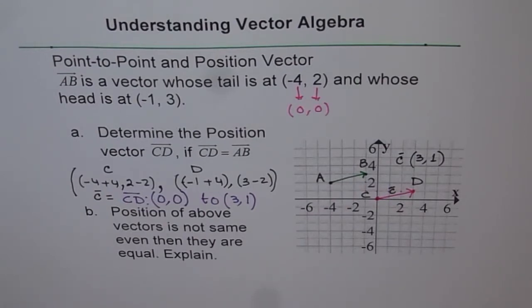Now based on this, I have put two questions following. So try to do those two questions. If there is a difficulty, come back to this, right? And then get over. Then I'll again move further with point-to-point and position vectors.